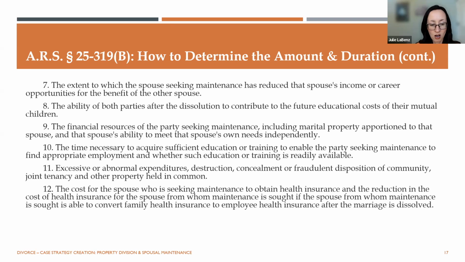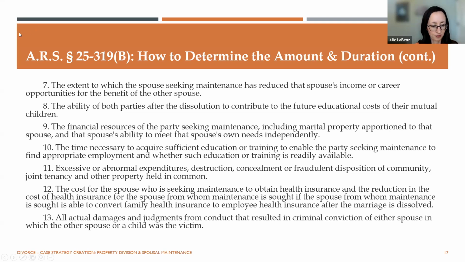Number 12, the cost for the spouse who is seeking maintenance to obtain health insurance and the reduction in the cost of health insurance for the spouse from whom maintenance is sought, if the spouse from whom maintenance is sought is able to convert family health insurance to employee health insurance after the marriage is dissolved. So essentially the court's just looking at, okay, if you had a joint health insurance policy and now you are going to have separate policies, how is that impacting each spouse? What's that cost? What's the deduction? And that can play a role in a spousal maintenance determination.